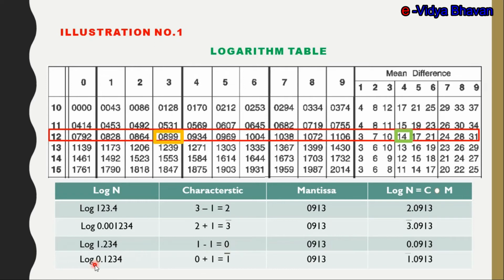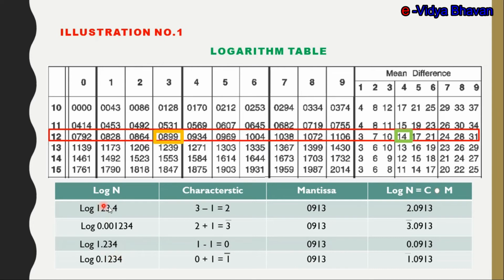And the fourth example, 0.1234. So again here is the example of rule number 2, that is number less than 1. So immediately after decimal you don't have any 0. So 0 plus 1, this will become 1 bar. So this was regarding the characteristic part which you have already studied. Again if you see these 4 examples, we have taken one common number, 1 2 3 4, in all of them.